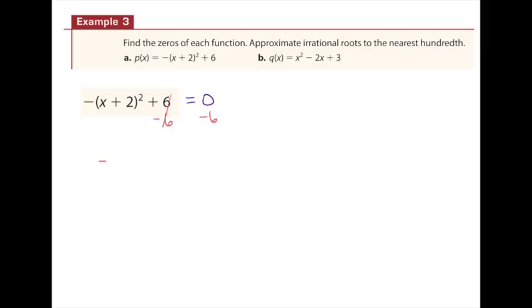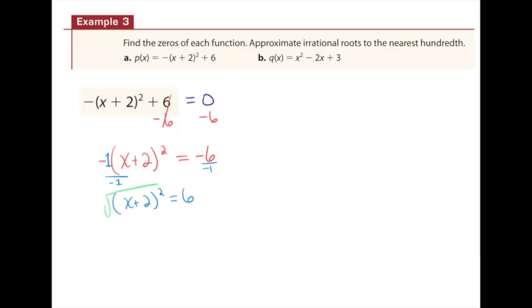So I have negative (x plus 2) quantity squared equals -6. This is a -1 here, so I technically need to divide that -1 out. And I'm going to get the (x plus 2) quantity squared equals 6. All right, to get rid of my square, what do I do to both sides?